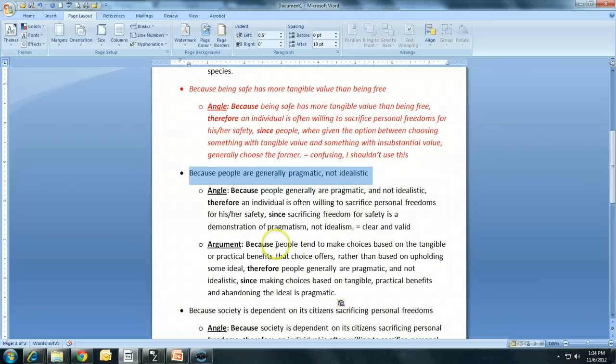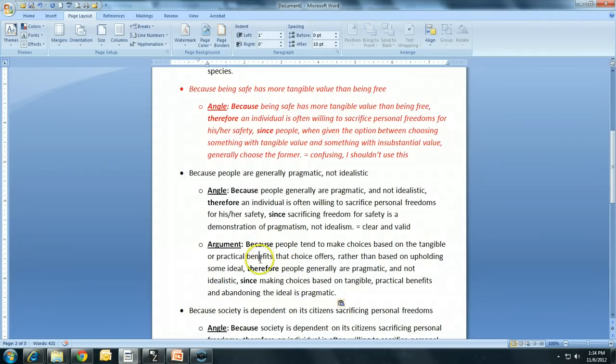So my main support is going to be that because people tend to make choices based on the tangible or practical benefits that choice offers, rather than based on upholding some ideal, therefore people generally are pragmatic and not idealistic, since making choices based on tangible practical benefits and abandoning the ideal, that's what pragmatism is. Okay? So that's a sound argument. That's going to be a primarily deductive paragraph, I can tell already.